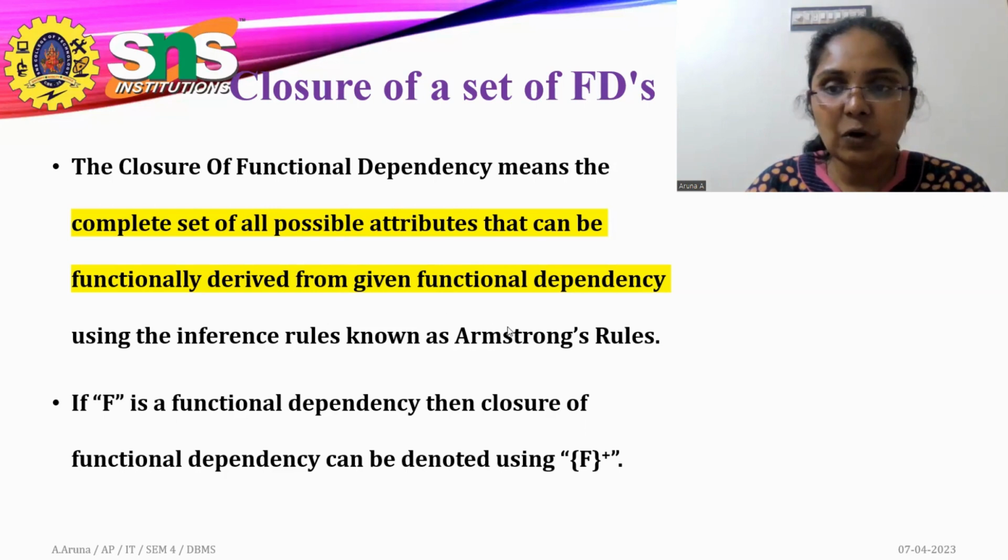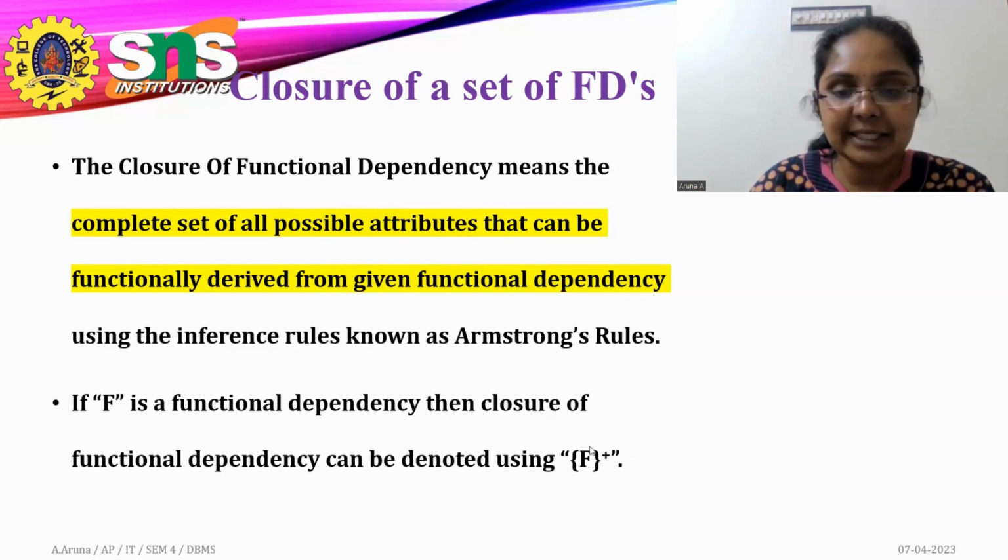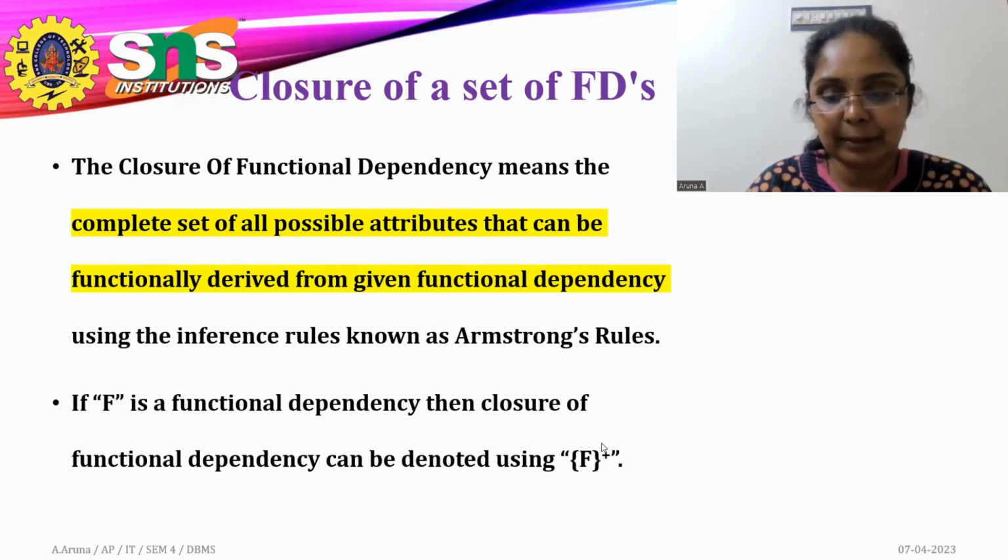In my previous video, I explained each of the axioms separately. Please go through that video. Also in the description, I have given the link of that particular video. The functional dependencies are denoted by the symbol F, and the closure of that particular functional dependency is denoted by F plus. This plus denotes the closure set of the given functional dependencies.